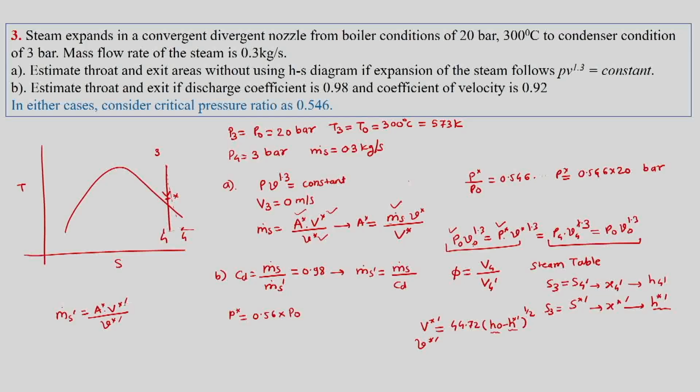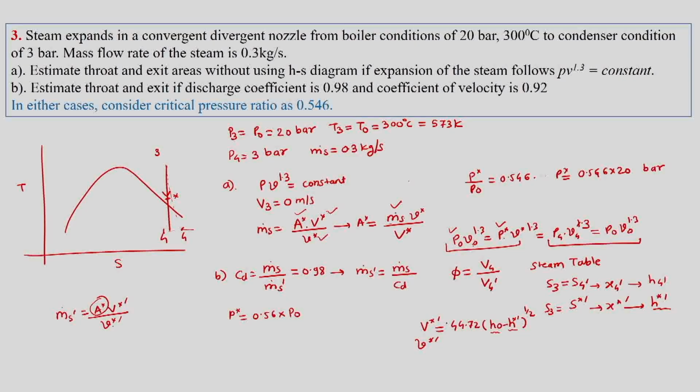So velocity is known, specific volume is known, and we know the ideal mass flow rate. Knowing the discharge coefficient, we can find the area at the throat. If we execute the same procedure, with state 4 instead of star, we can know the exit area also.